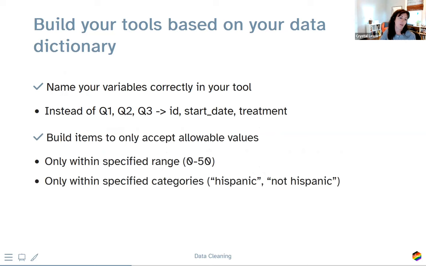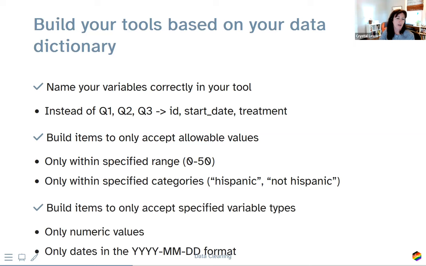You want to build items to only accept allowable values. So if you're working with numeric items, only allow values in a specified range. So for example, 0 to 50. You can set these validation rules in your tool so that if someone tries to enter 51, it'll say, hey, this value is not allowed. If you're working with categorical items, only allow values in specified categories. So here it can be really helpful to use something like a drop-down menu instead of open text boxes to make sure that you're only collecting allowable values.